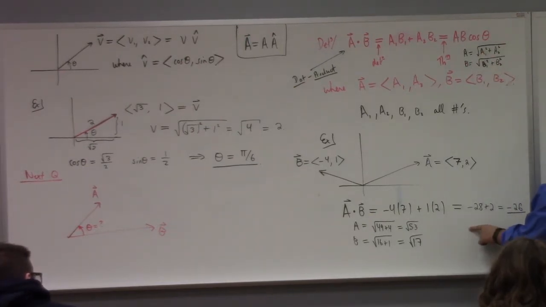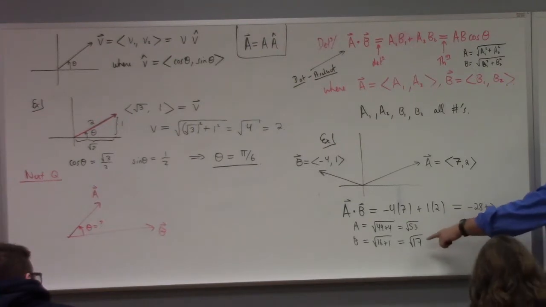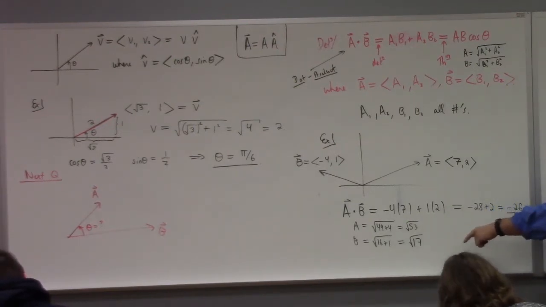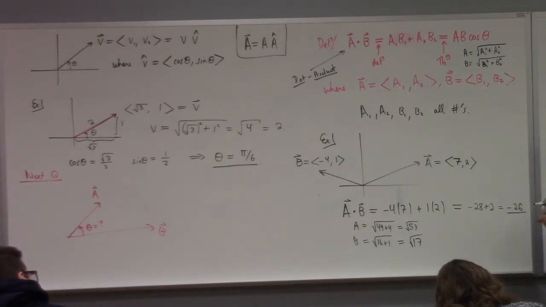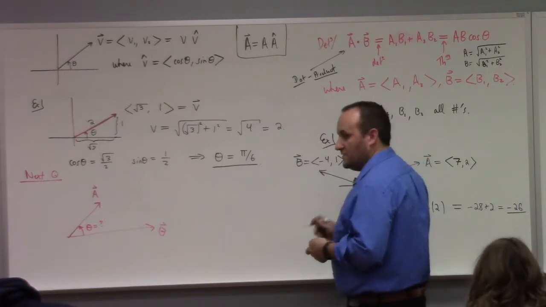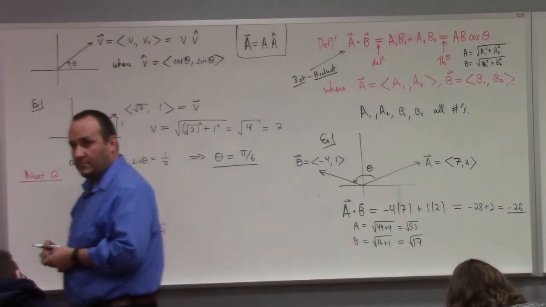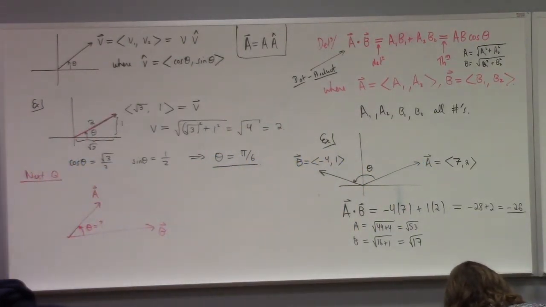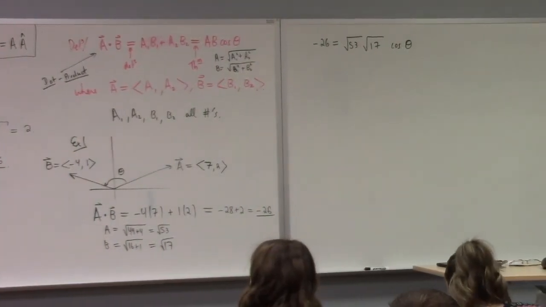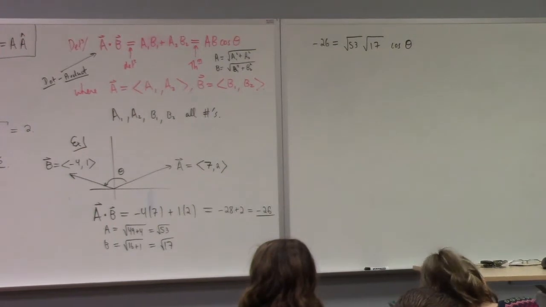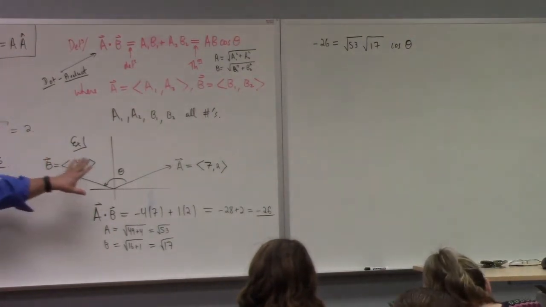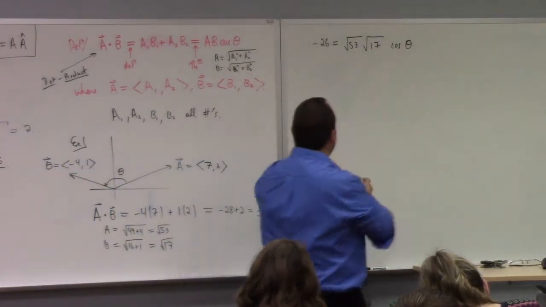Anyway, so minus 26 is allegedly equal to the square root of 53 times the square root of 17 times the cosine of the angle between them, which I don't know. I mean, I can see it, but I don't know what it is. But now, with a dot product and this little theorem, I can straight calculate it without a protractor, right? Without breaking things into standard reference angles or any of that stuff. Just directly calculate the angle. What is it?